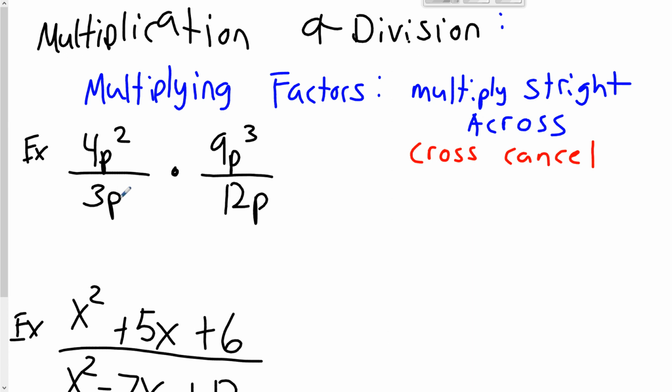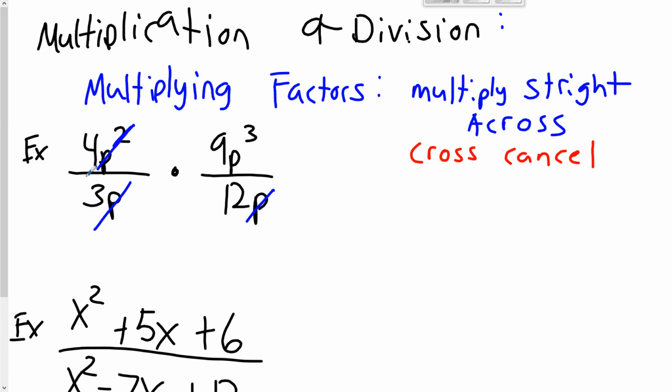So this p on bottom we can cancel with one of these p's, and this p on bottom can cancel with the other p's. So those p's are now gone. They equal 1, right? P squared over p squared is 1. You can multiply straight across first and then reduce, that's great. If you want to cross cancel first and then multiply, that's good. Okay.